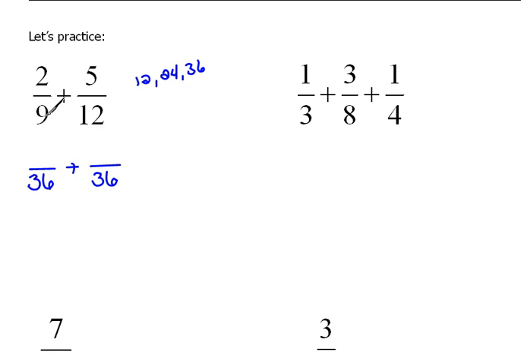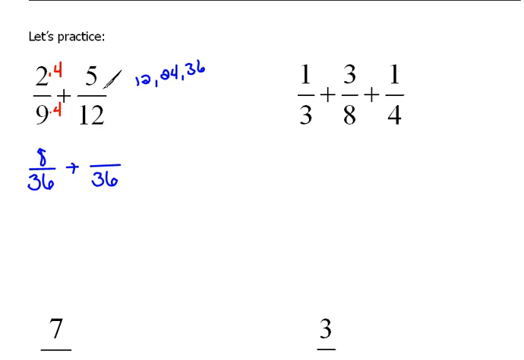So what do I have to multiply to 9 to make it a 36? Well, I'd have to multiply that to 4, which means we're going to do the exact same thing to the top so that we're multiplying by 1, keeping it balanced. 2 times 4 would be 8. Now we've created that equivalent fraction.